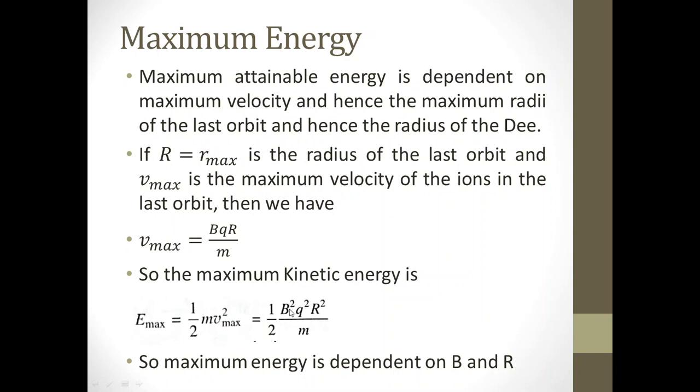Higher the value of B, we have more energy, but for increasing the magnetic field, there is a limit to it. You can't keep on increasing the magnetic field. It's difficult to deal with strong magnetic fields. So one possible way is to increase the radius of the Dees, but we can't go on increasing the radius of the Dees because the size becomes too large. So there are some limitations to a cyclotron. So we have to see what are the advantages and limitations.